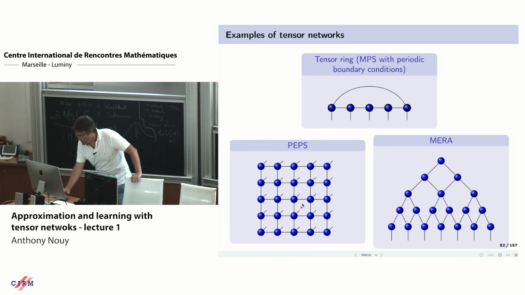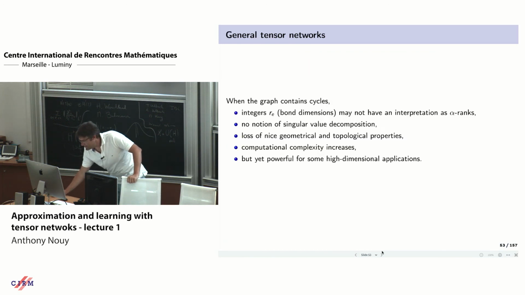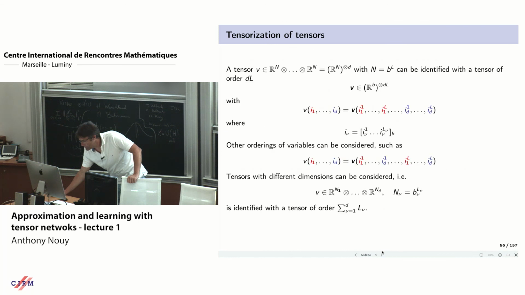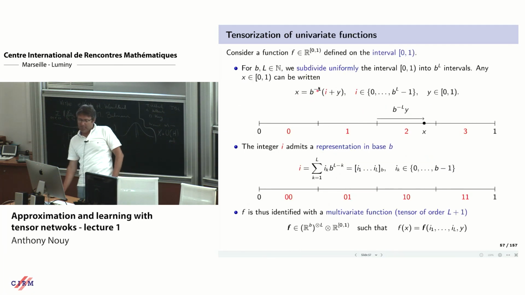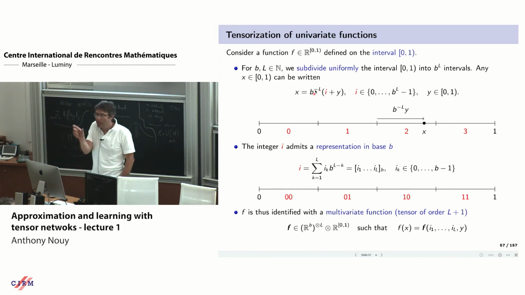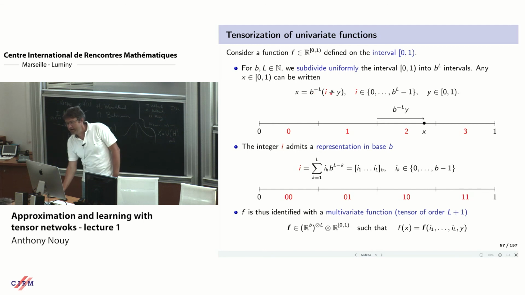In 1D, I would say it's exactly this. X is (I plus Y) divided by B to the power L, where B to the power L is the number of cells you have, I is the number of the cell, and Y is the local variable. So yeah, I would say it's a natural representation in periodic homogenization, indeed.